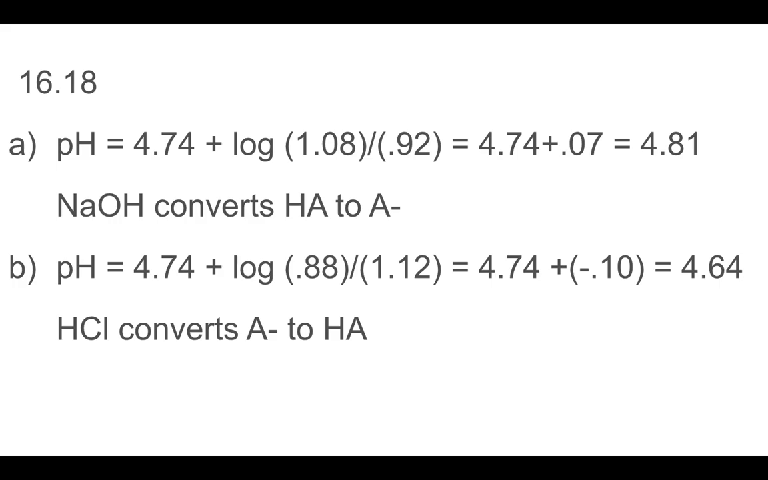In B, we simply do the opposite. We take 0.12 away from the 1 molar A minus, and we convert A minus to HA, so HA is 1.12. So now we have a pH of 4.74 plus negative 0.10, or 4.64. The added acid has lowered the pH by a small amount.